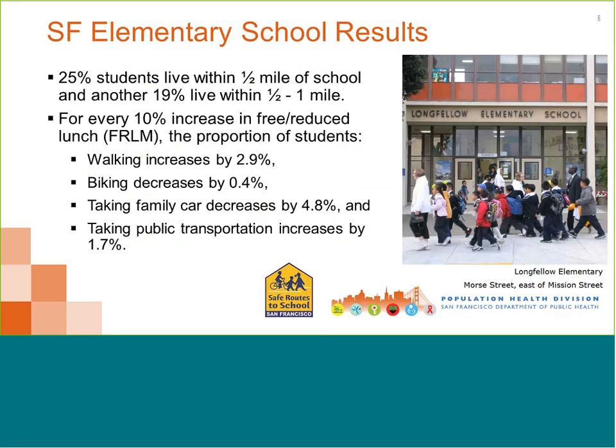Even though we do have our student assignment system, we still have a significant opportunity to increase walking and biking, because if you look at where the students live compared to the school they're assigned to, we do have 25% of the students that live within a half a mile of the school, and then another 19, so that's a total of 44% that live within a mile of the school. So we still can work on getting our rates of walking and biking to increase.